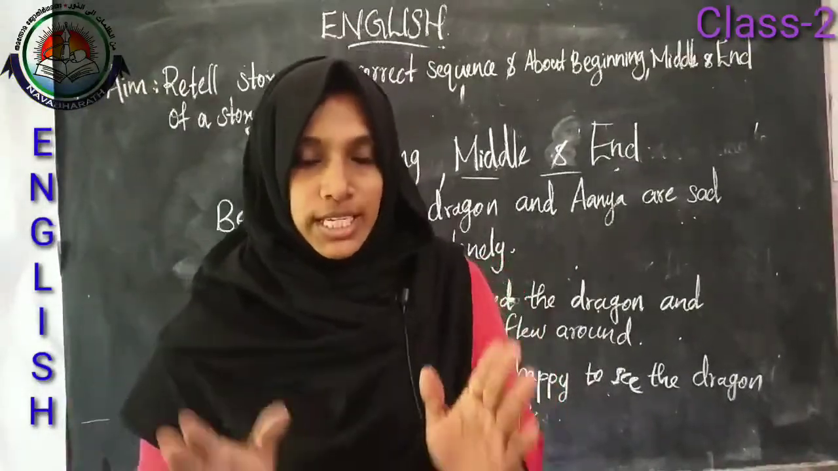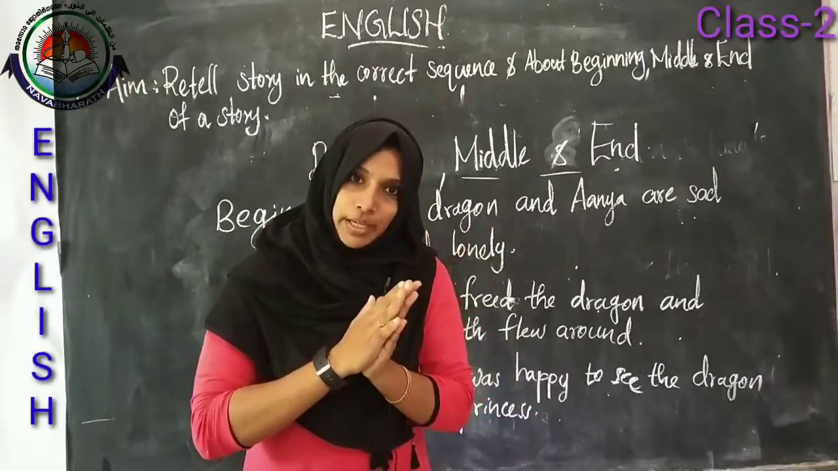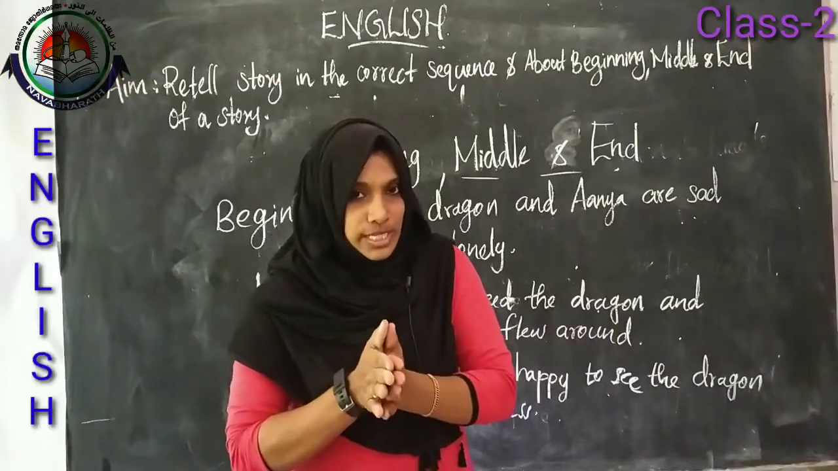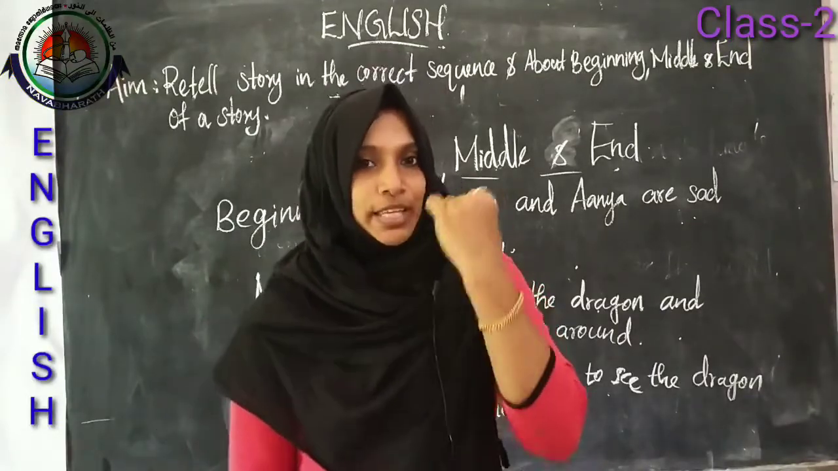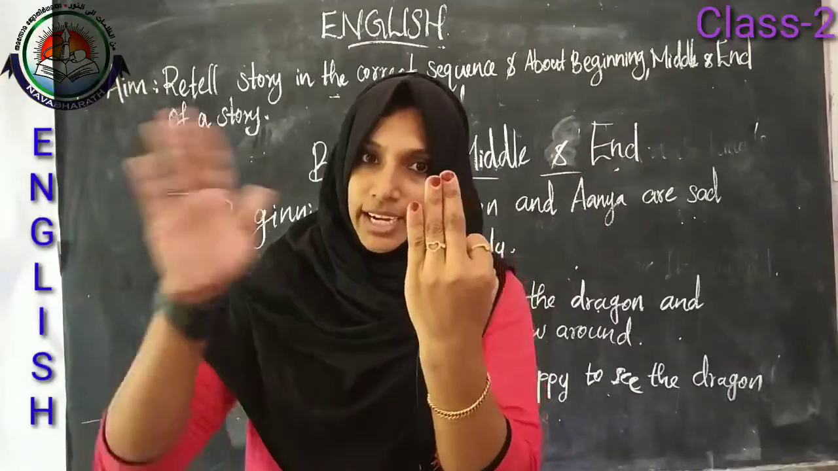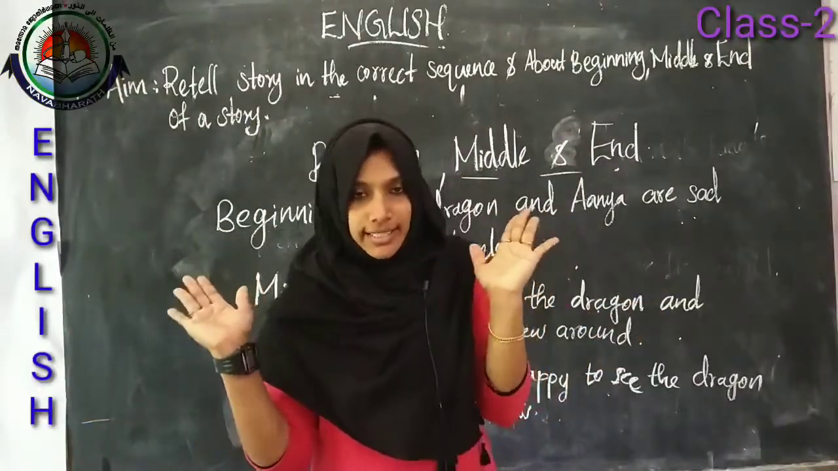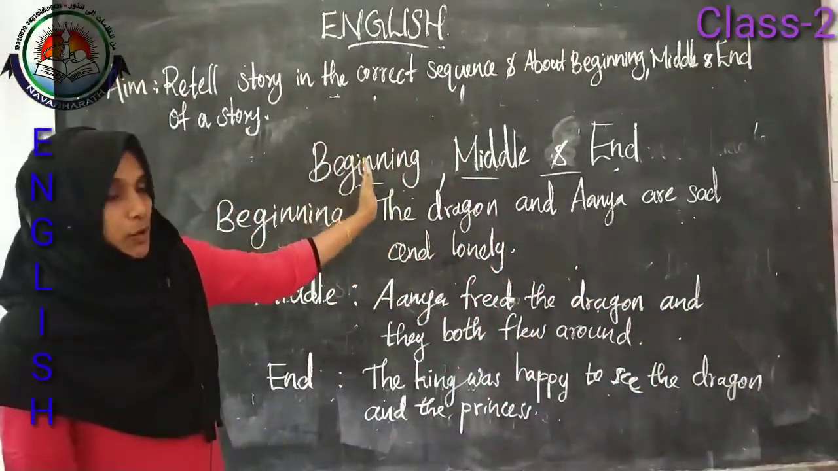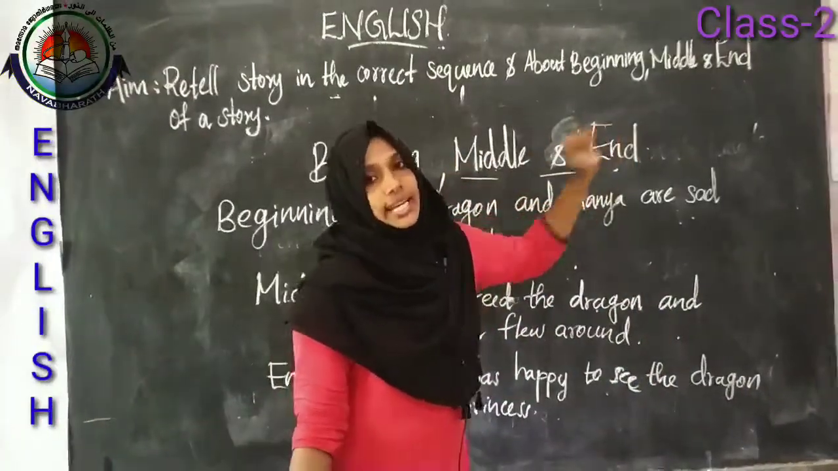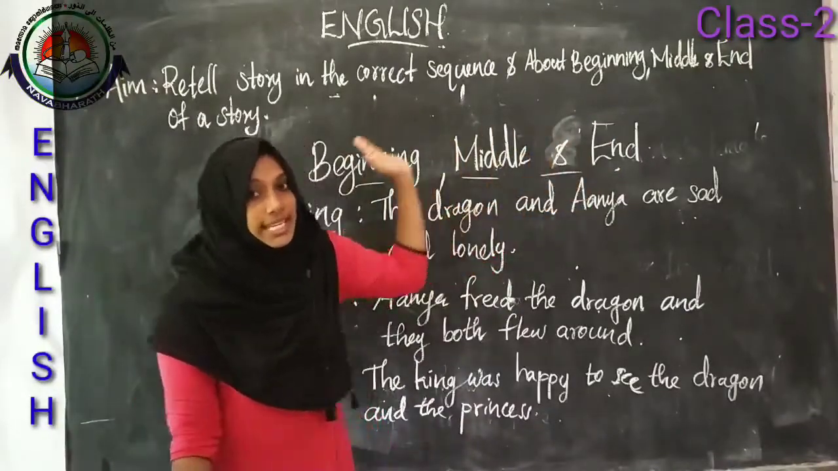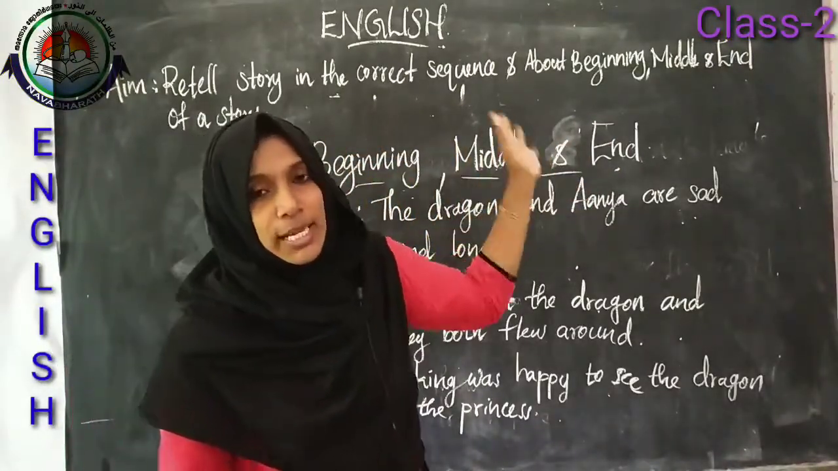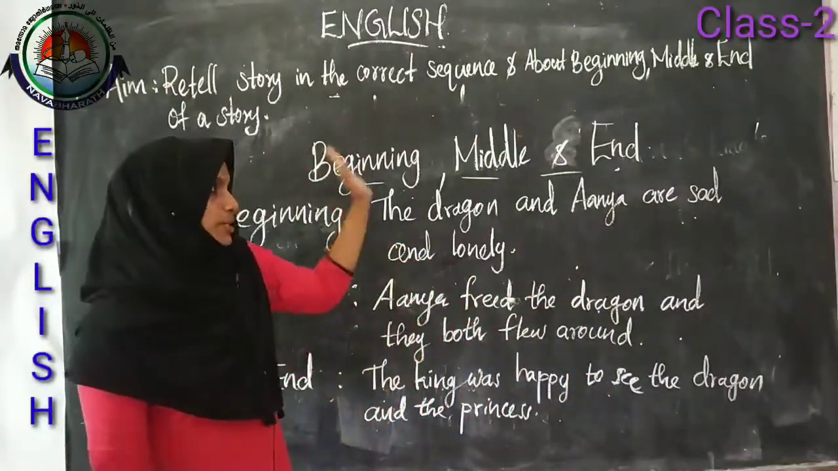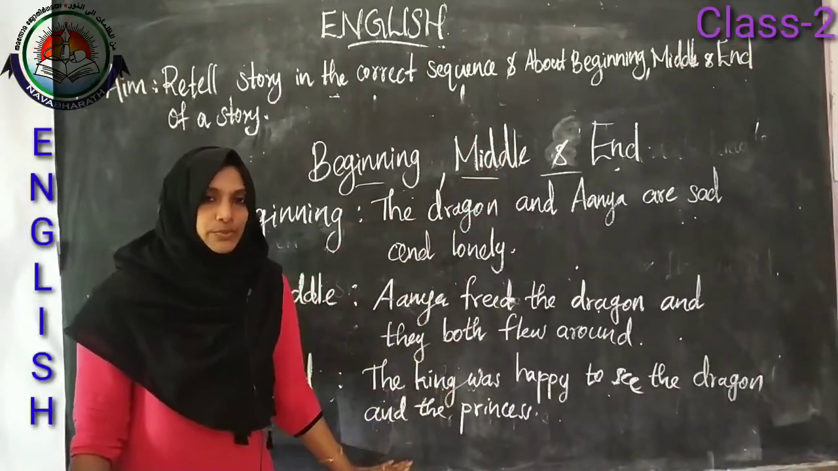So dears, today we have learned about some order words. What are the order words that we learned today? Yes, the order words are first, then, next, after that, and finally, at last. These are the order words, and also we learned about beginning, middle, and end. These are also order words. Here, we are trying to say the most important events from the story to retell. To retell this story, we are using these words also.